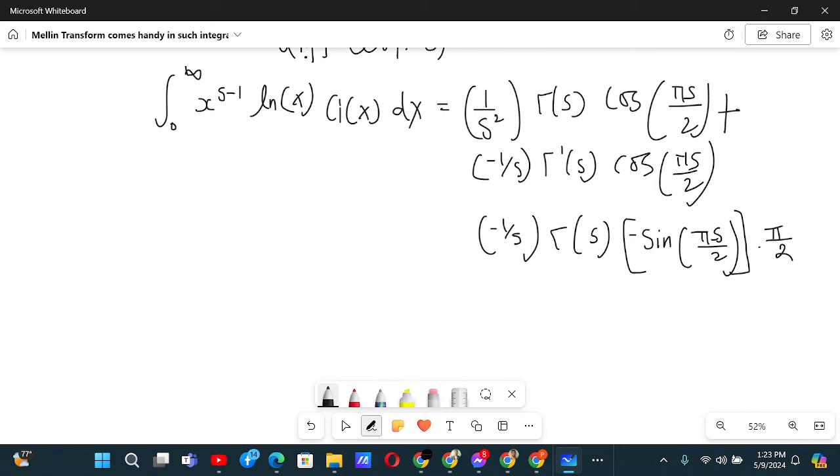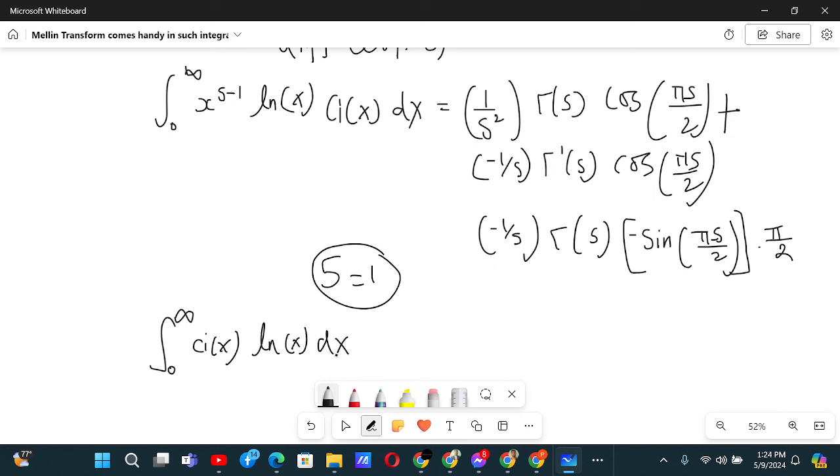Okay, good. Now after this we have to substitute s as 1, so that x goes to the power 0, which is 1, and so we have the required integral. So substituting s as 1, we get over here the integral from 0 to infinity of Ci of x times ln of x dx. On the other side, the first term is 1 times gamma of 1, and then we have cos of pi by 2.